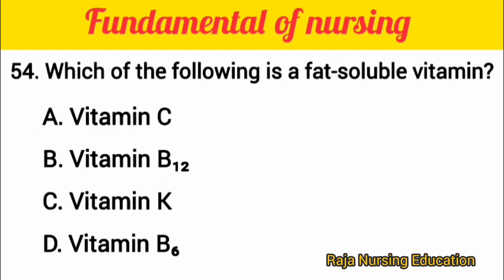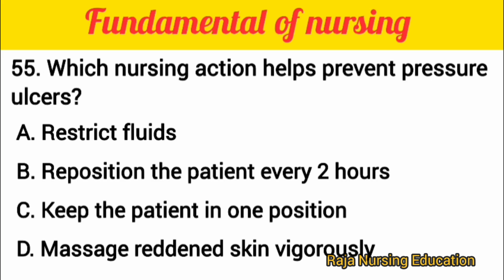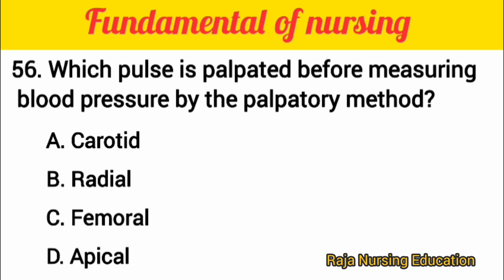Which of the following is a fat-soluble vitamin? The answer is vitamin K. Vitamin K is a fat-soluble vitamin. Which nursing action helps prevent pressure ulcers? The answer is B. Reposition the patient every 2 hours.